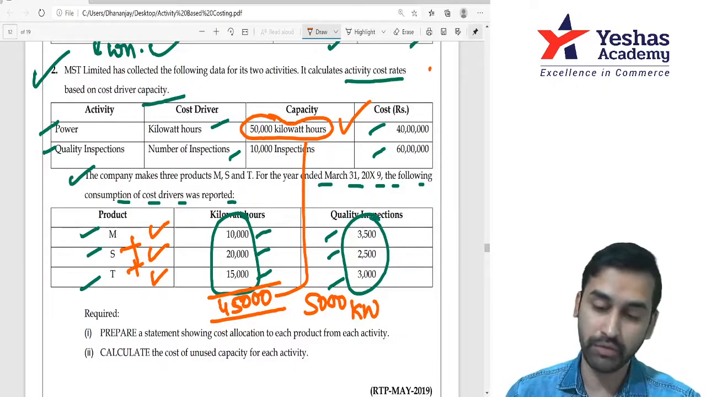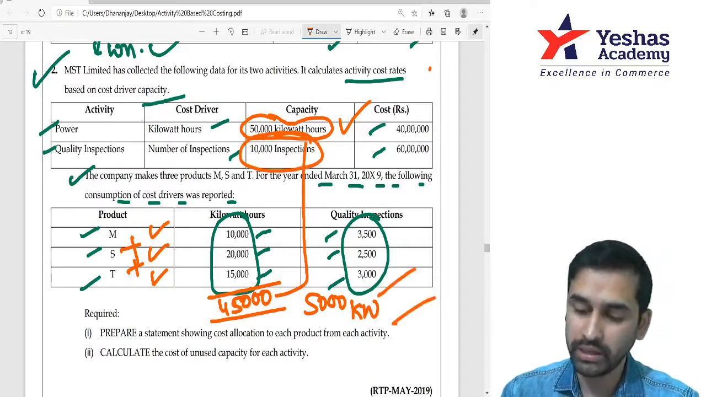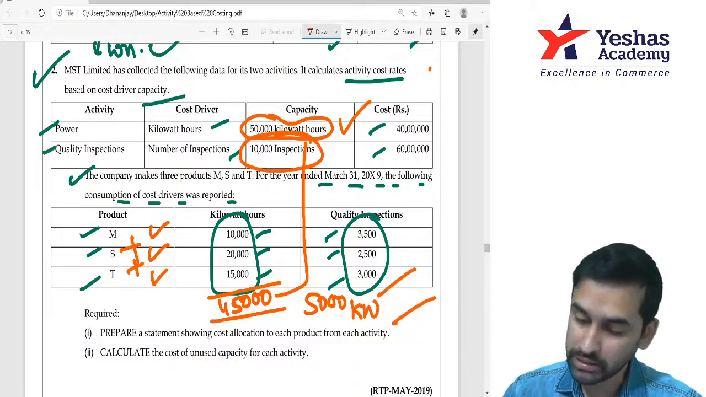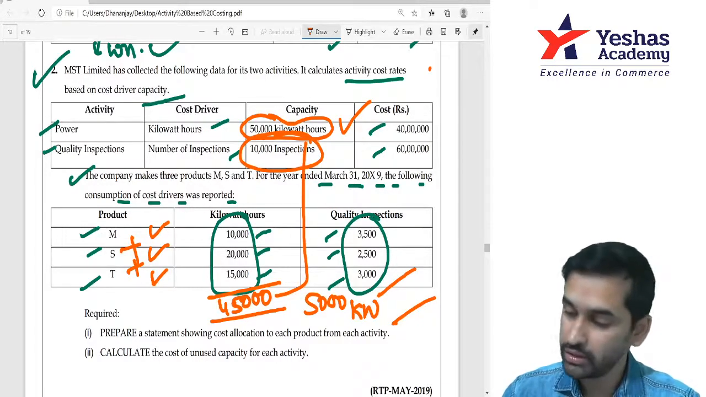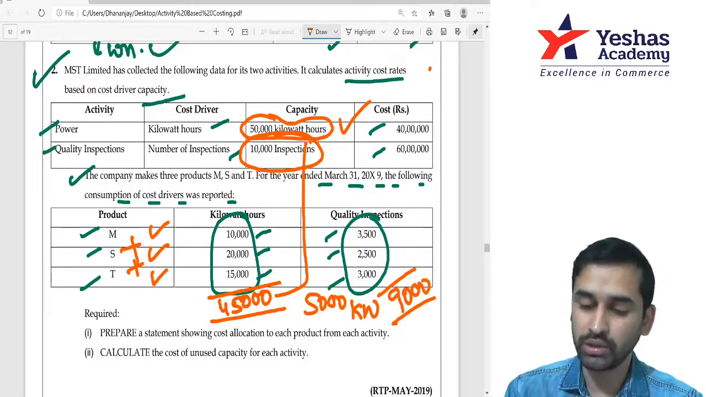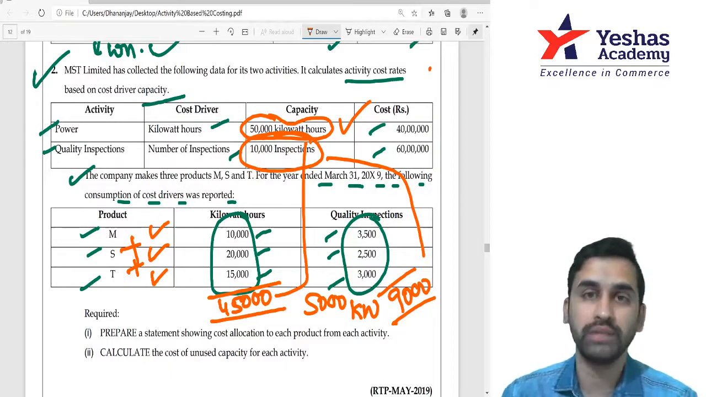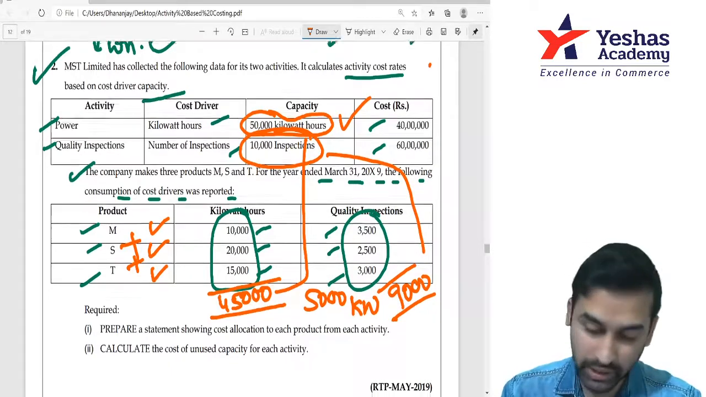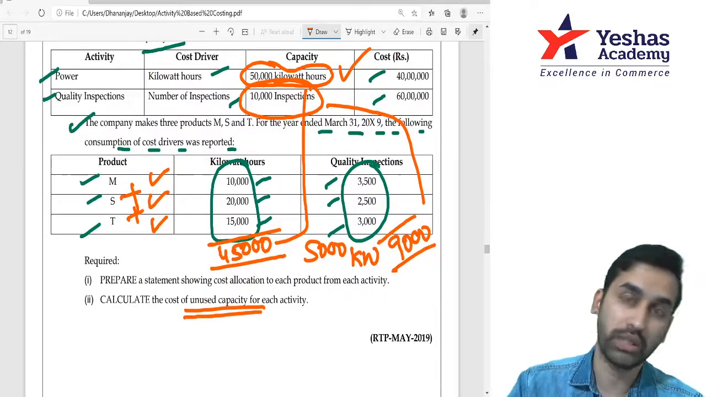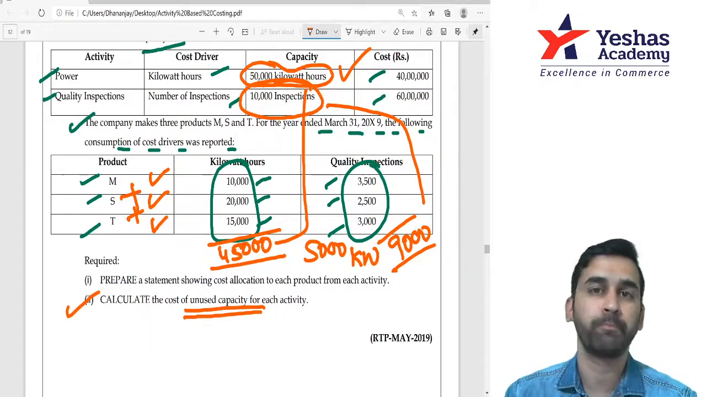Sir, is it the same even for inspections? Just check. 10,000 inspections, but if you total 3,500 plus 2,500 plus 3,000, it comes to 9,000. Whereas the total is 10,000, there are 1,000 inspections unused. There is some unused capacity. That is why your second sub-question says calculate the cost of unused capacity. If they are asking this, that means there is some unused capacity, right?